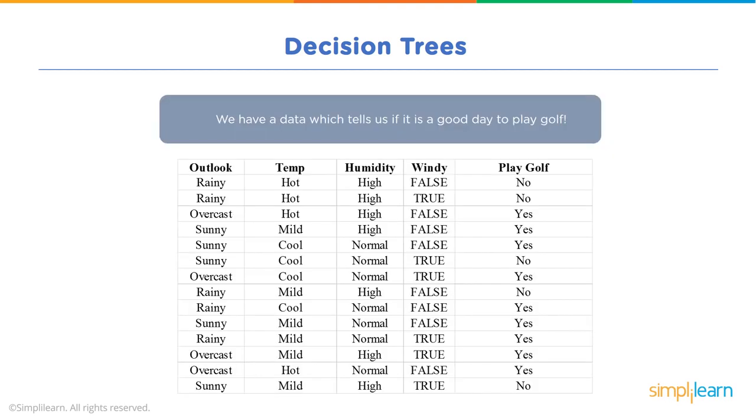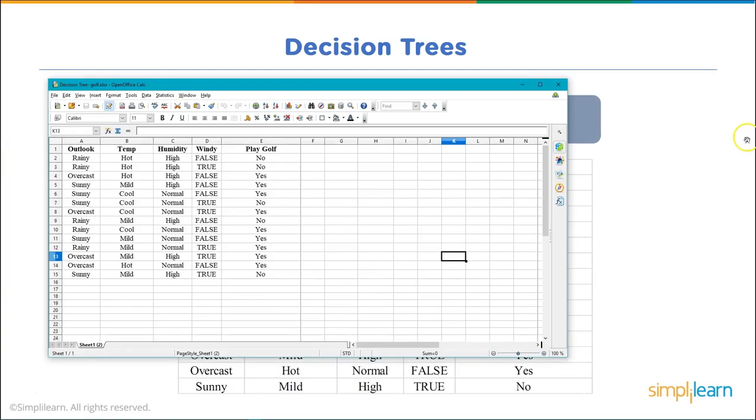We have data which tells us if it is a good day to play golf. And if we were to open this data up in a general spreadsheet, you can see we have the outlook, whether it's rainy, overcast, sunny, temperature, hot, mild, cool, humidity, windy, and did I like to play golf that day, yes or no? So we're taking a census.